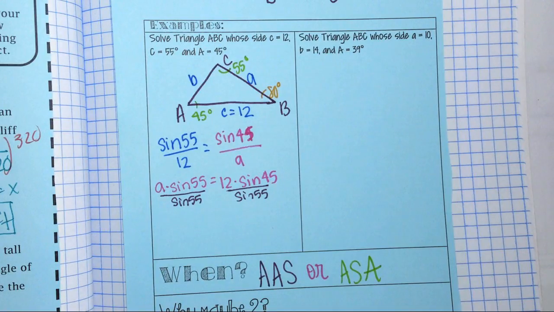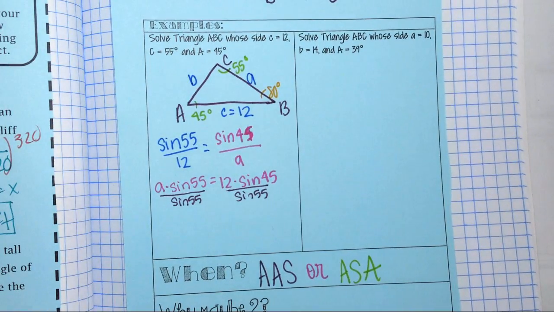12 sine 45. Where's your parentheses, equals? There we go. And now divided by the sine 55. So you were plugging it in correctly, you just didn't close your parentheses.